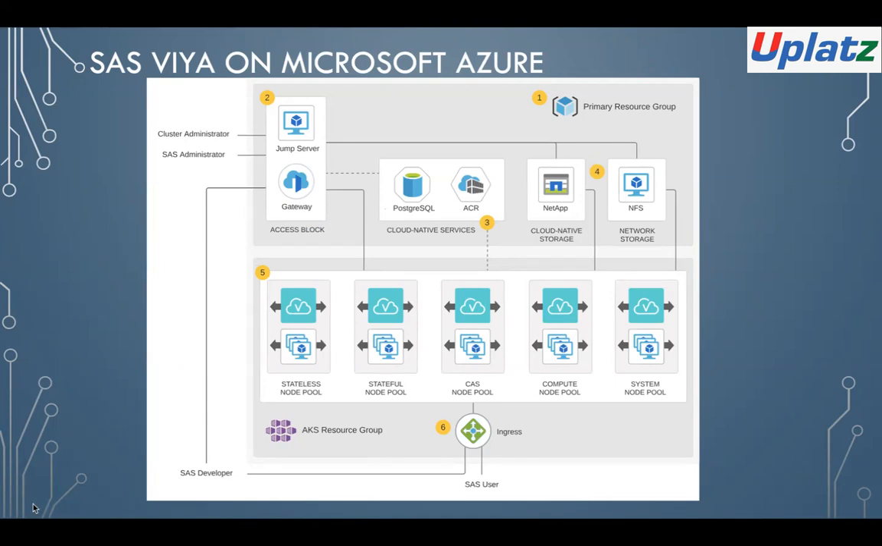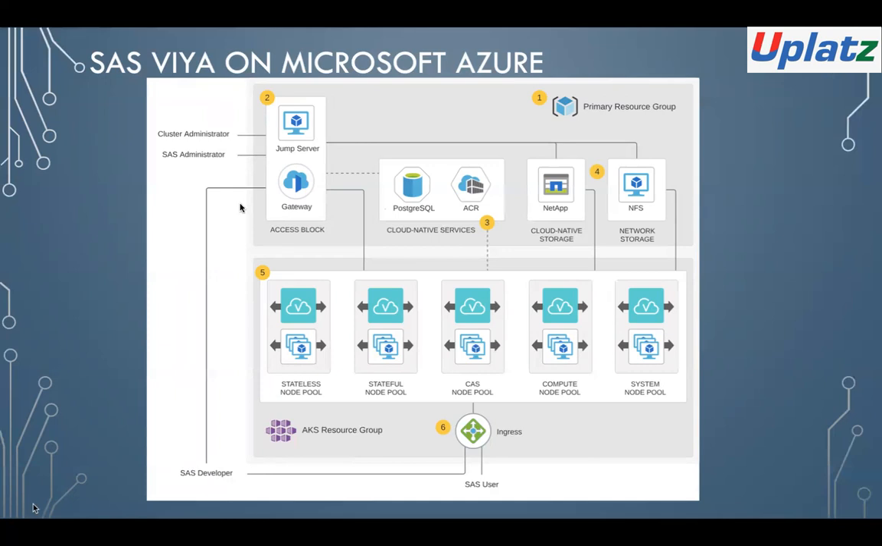In the first part, we are going to create an Azure resource group that contains all the resources that are required to provide access to the users and also a storage component for the SaaS via platform to run. The term primary resource is used to identify this resource group separately from the resource group that contains the resources for the SaaS via platform, right? And in this diagram, different groupings are shown to identify access, cloud native storage, and network storage.